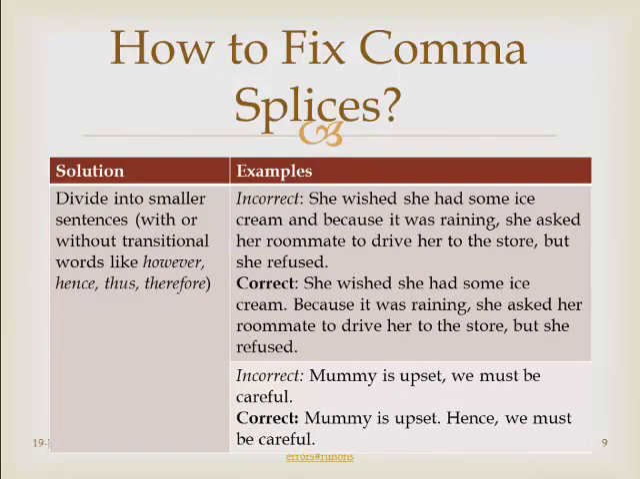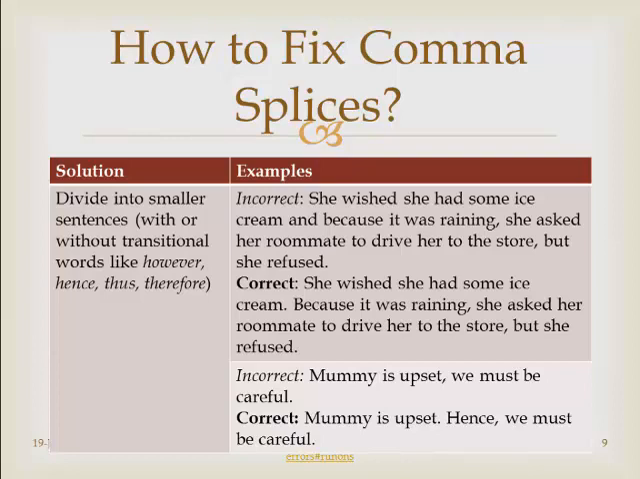Well, the simplest is to divide these sentences into smaller ones. There are already two independent clauses that can stand on their own, so just divide them. You can do it with or without transitional words like however, hence, thus, therefore. That's optional if you want to connect those ideas together. So you have some examples there.